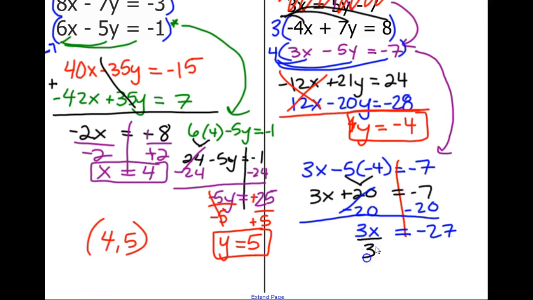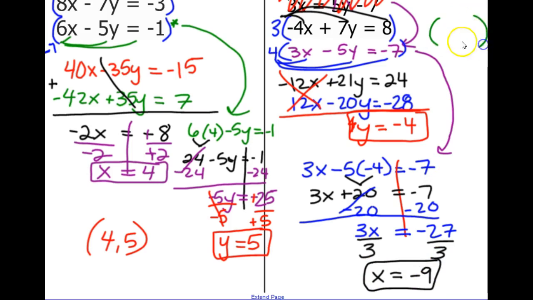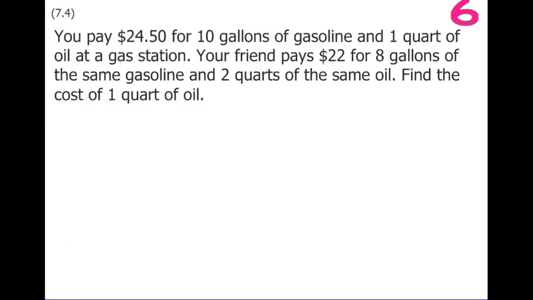and then last divide by 3. So x is going to be a negative 27 divided by 3 is just negative 9. So my answer in terms of x and y, x is negative 9 and y is negative 4. So that is my answer. You do need to write it as a point to show me where your two lines would cross if you were to graph them. So here's a word problem.